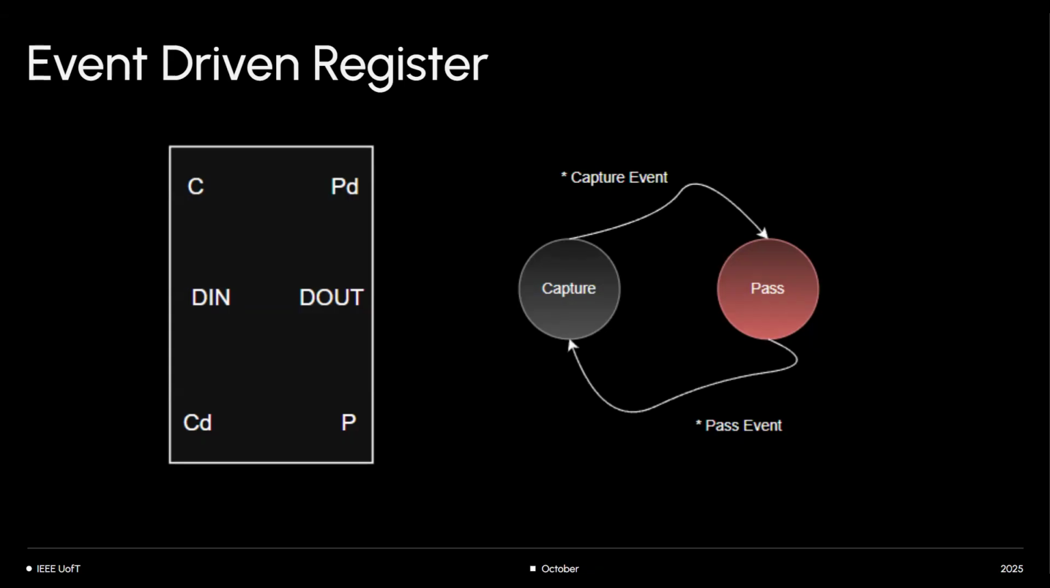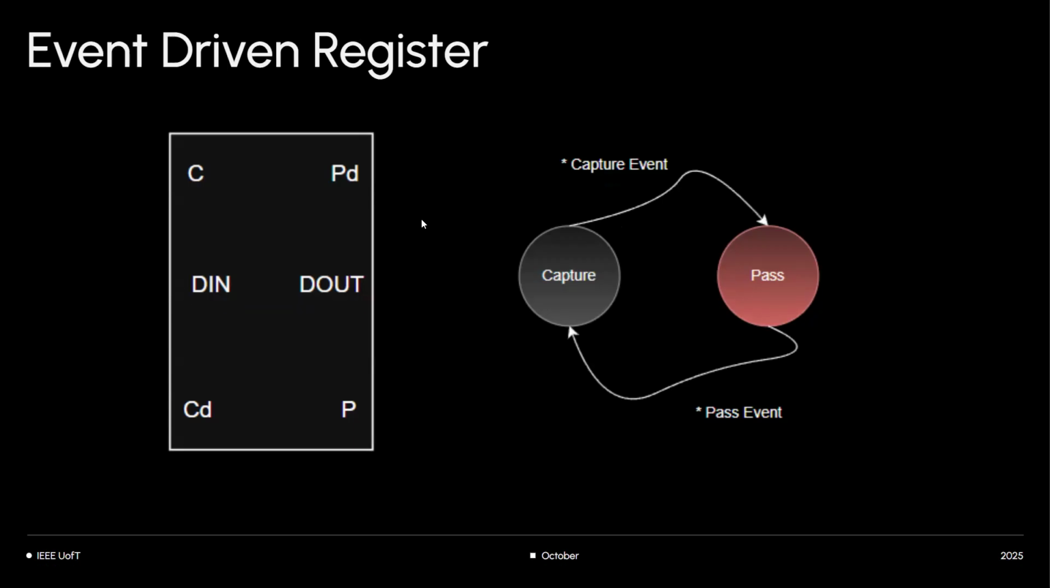Like capture, pass. Like in a relay race, you capture and you pass it, right? That's what these event registers do. It's kind of like a tiny finite state machine. That's just a way to look at it, but do you get what I'm saying? So data comes in through DN. When it's in the capture stage and it gets an event, it locks onto the data, and then when it gets a pass signal, it gives it out.